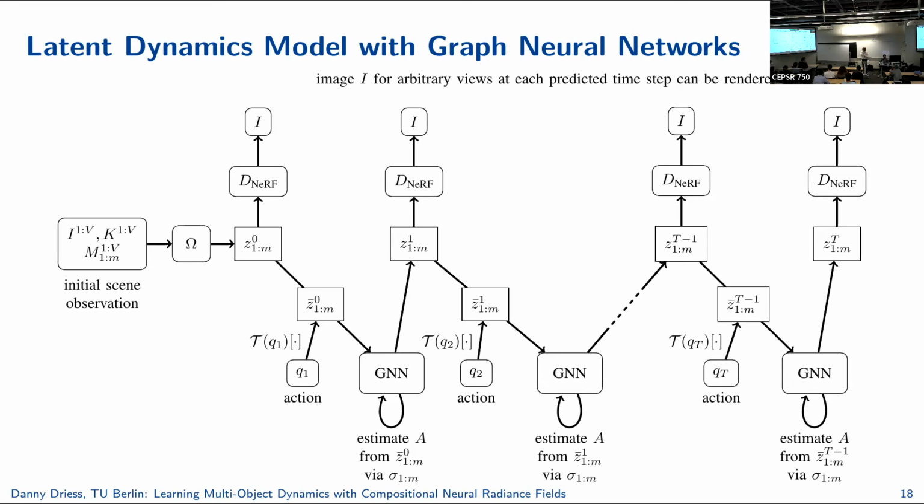And then also during inference time, we can change the object that is being articulated. So it's not set in stone that only one object can be the actor.